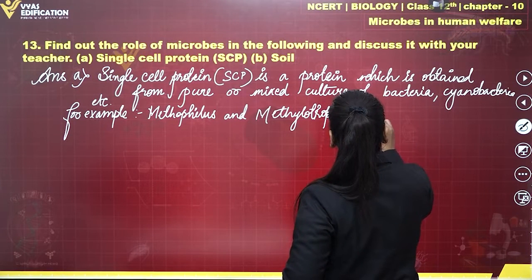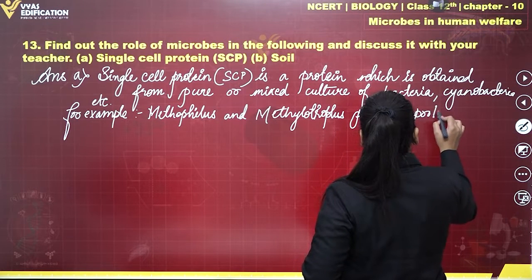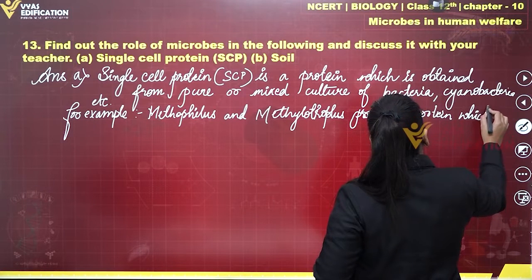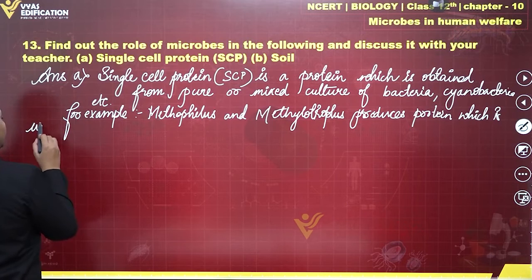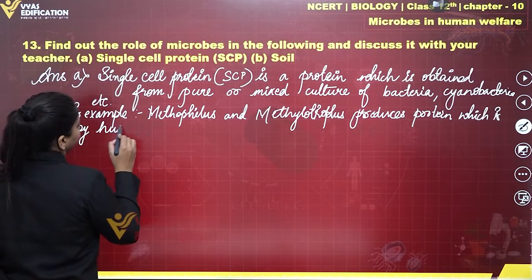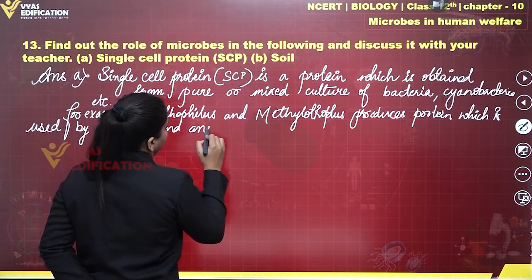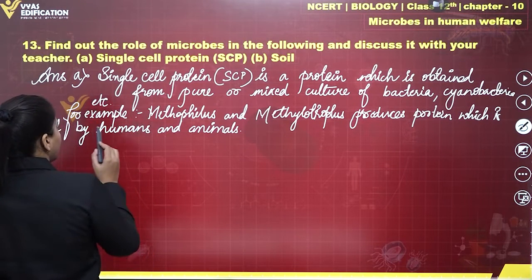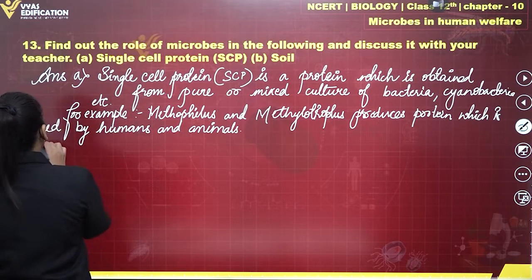Produces proteins which is used by humans and animals. The next example for SCP or single cell protein is chlorella.